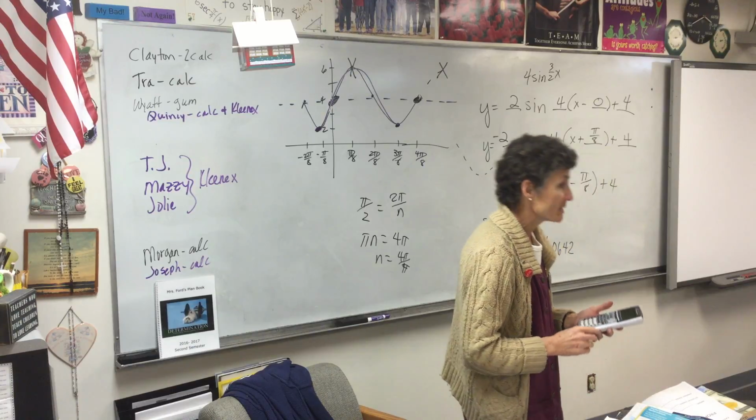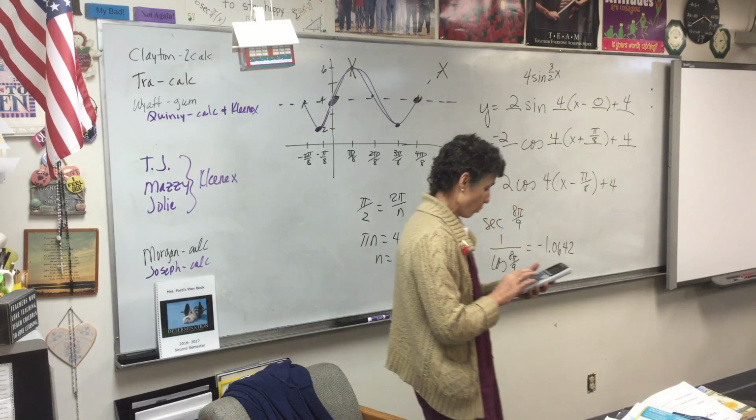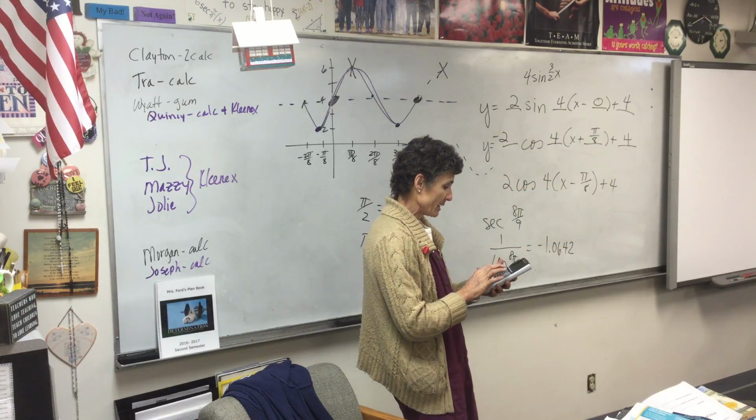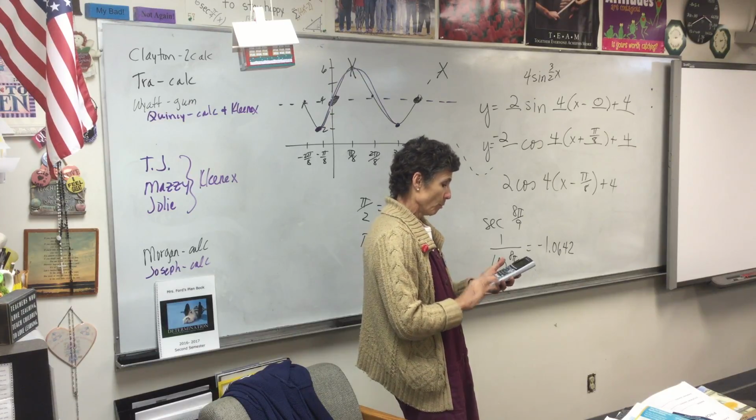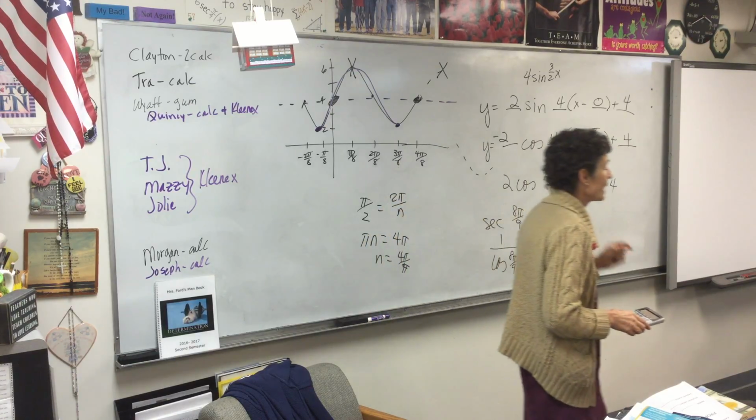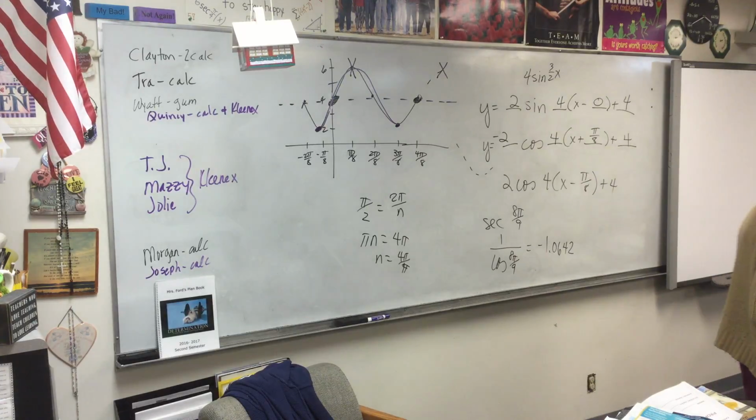Next degree one, cotangent 10. 1 divided by tangent 10. Boys and girls, if you want to type in a cotangent, you have no choice, 1 divided by tangent. If you want a cosecant, 1 divided by sine. If you want a secant, 1 divided by cosine. So the answer is 5.6713.